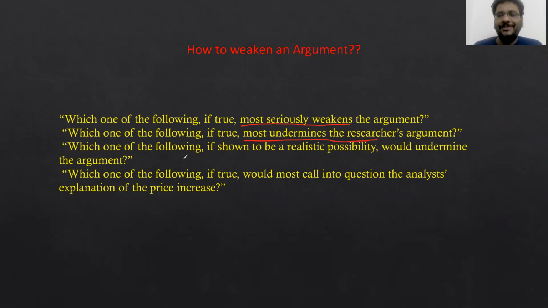Which one of the following, if shown to be a realistic possibility, would undermine the argument? Undermine is a word which is generally used to suggest a weakener. Which one of the following, if true, would most call into question? So that's another way GMAT frames these sorts of questions. When you call an argument into question, it means you're being asked to weaken the argument of the author.